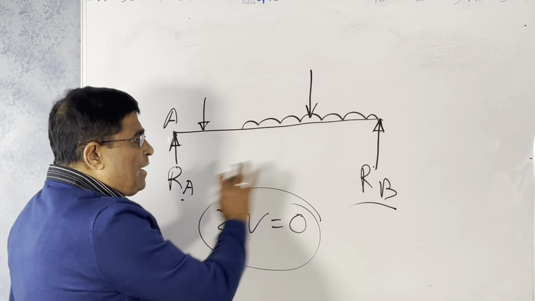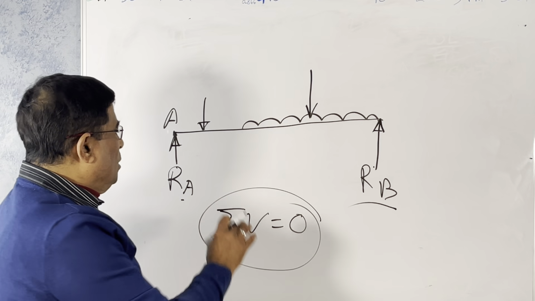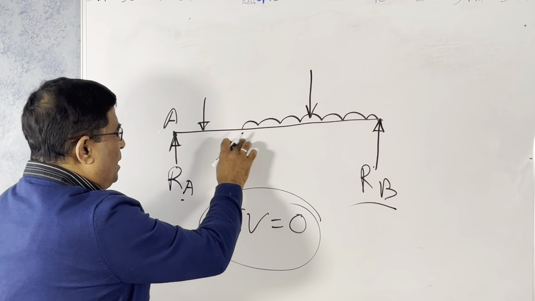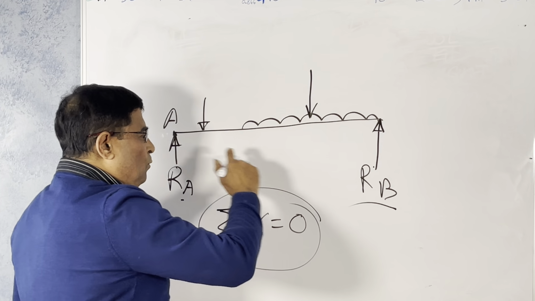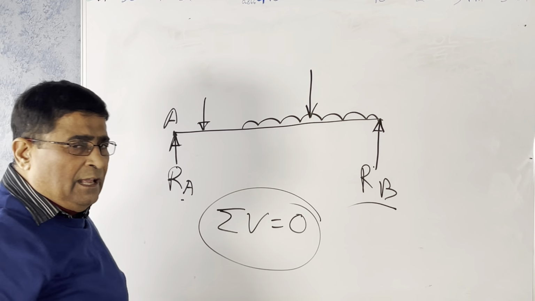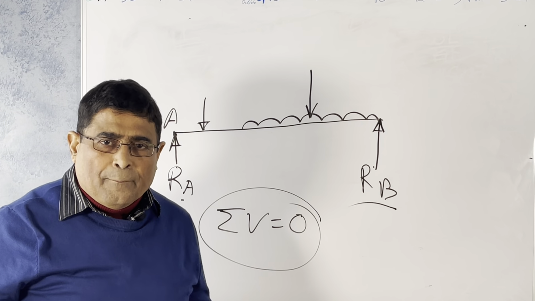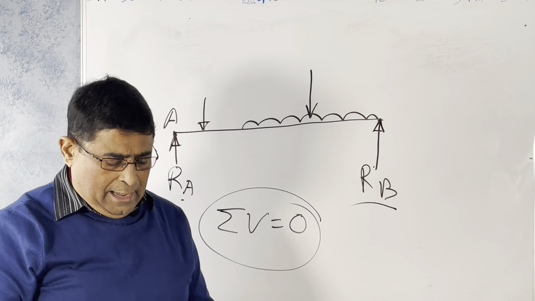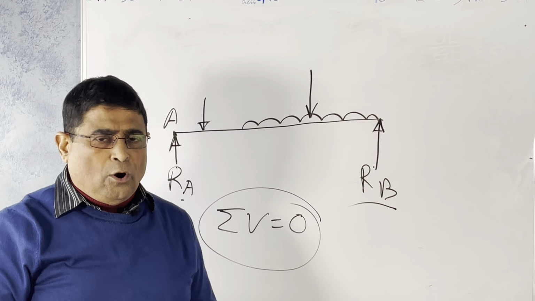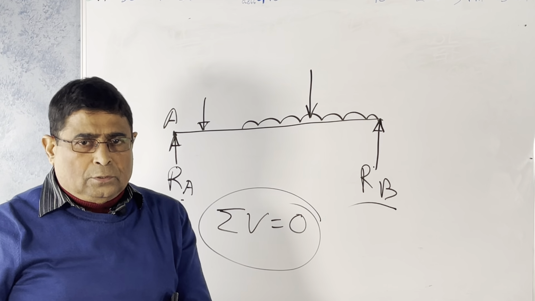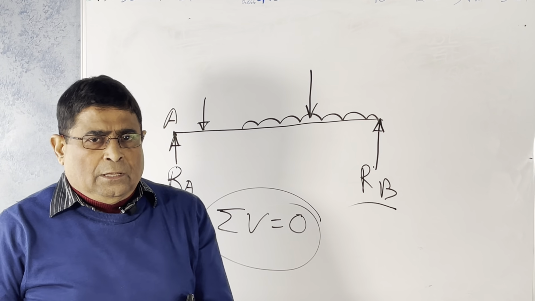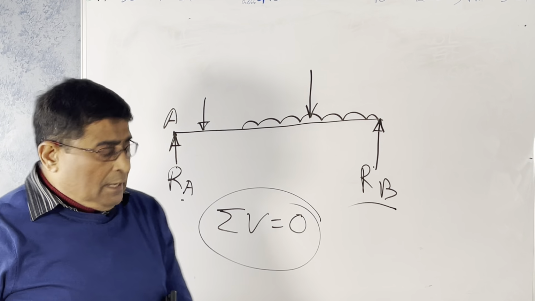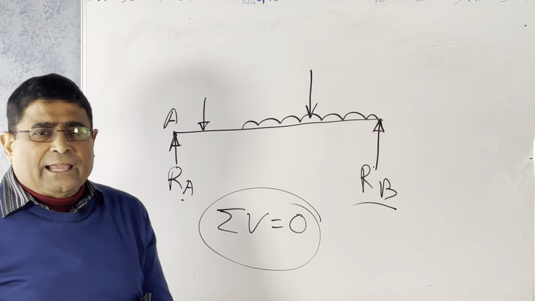Once you get RA and RB, the reactions, we can draw the shear force diagram, and whenever the shear force changes its sign, that is the point where your bending moment is maximum. And this is all for today. I hope you understand. I don't like to cover a lot of things in one day. So in the next videos I'll be discussing the complex loading like this.